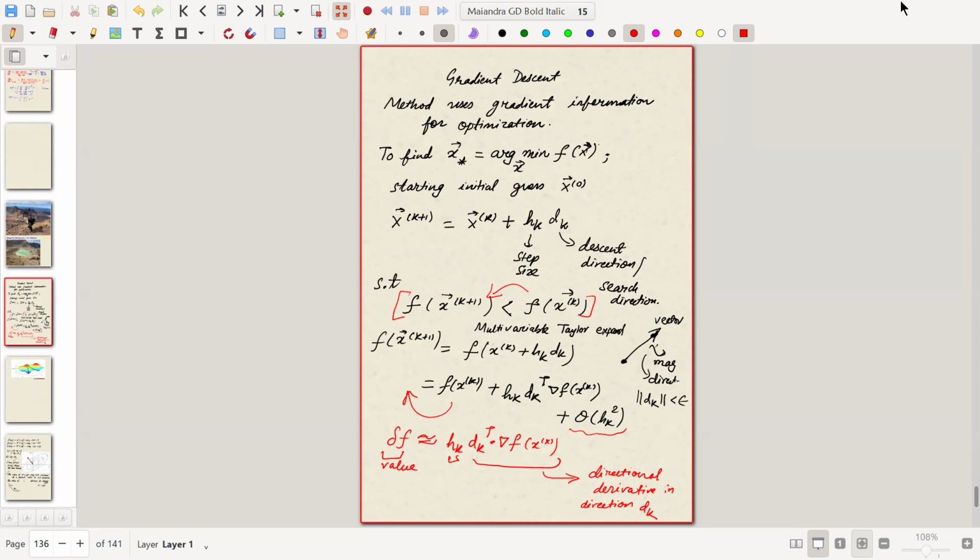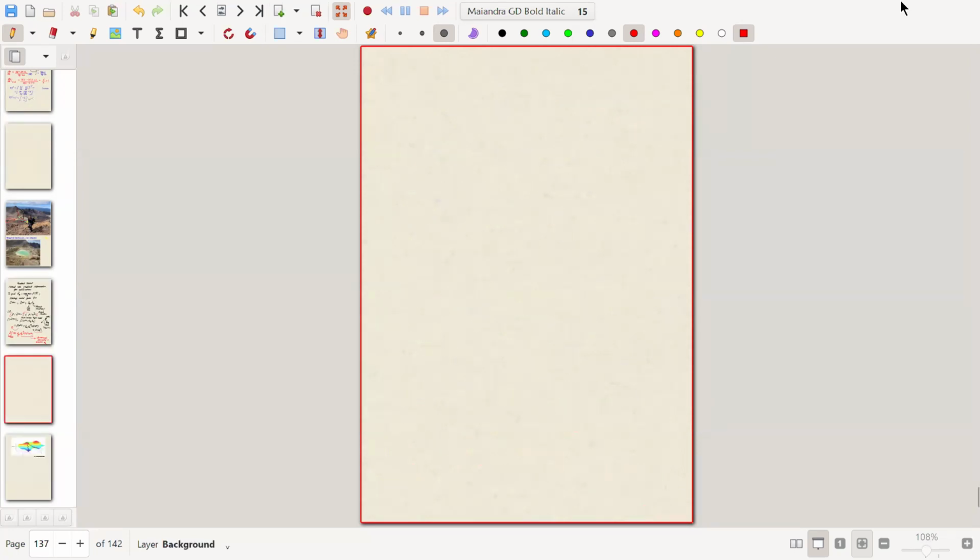Clear? So, in order for our function f to be minimum, we need delta f less than 0. Isn't it? What is delta f? f of xk plus 1 minus f of xk less than 0. Isn't it? Understood?